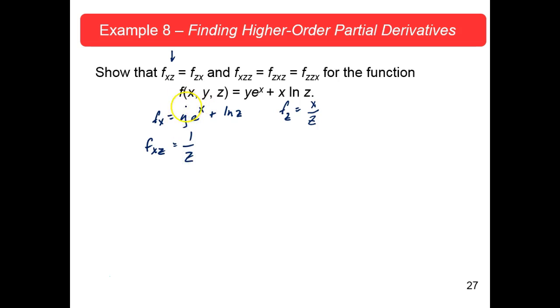Because this is just a constant. The derivative of a constant is 0. This is log z. The derivative of that with respect to z is 1 over z. Okay, what you want to do next? You got, again, at least 2 choices.